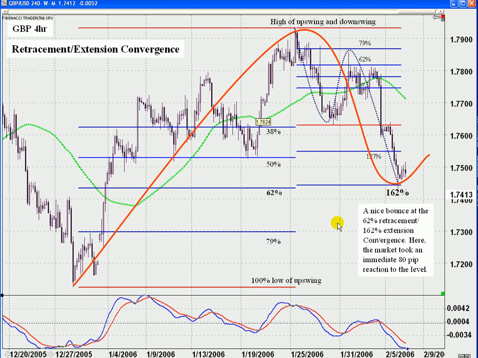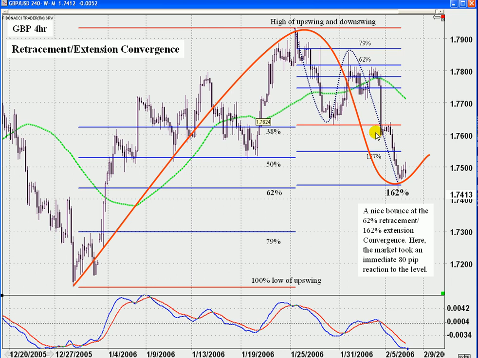Here's a British pound 4-hour retracement and extension convergence. This was happening at the same time as the previous slide, and we see this big up price swing and a large retracement and a bounce. First of all, price reached a high here and bounced at 38%, had a considerable bounce of a little over 200 pips. It rallied up to the 79% retracement.